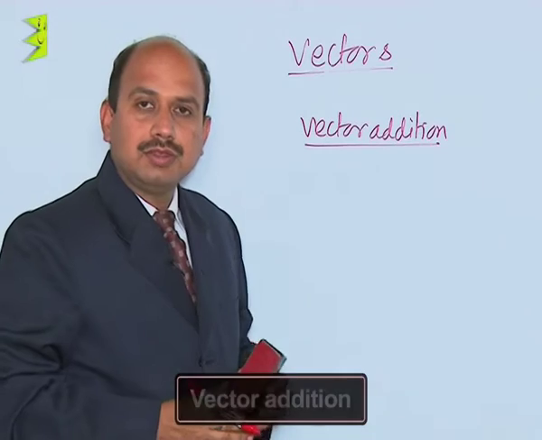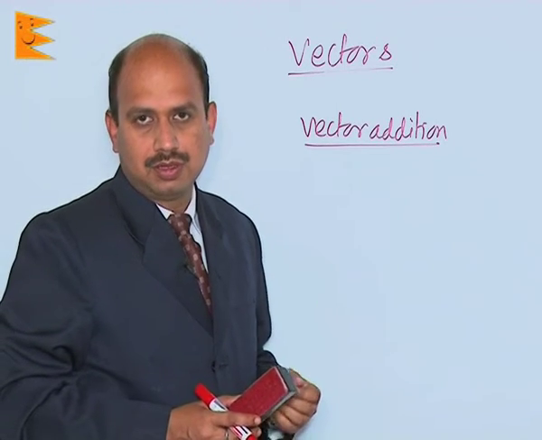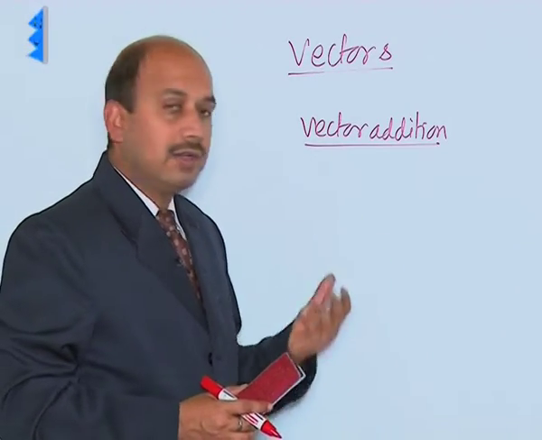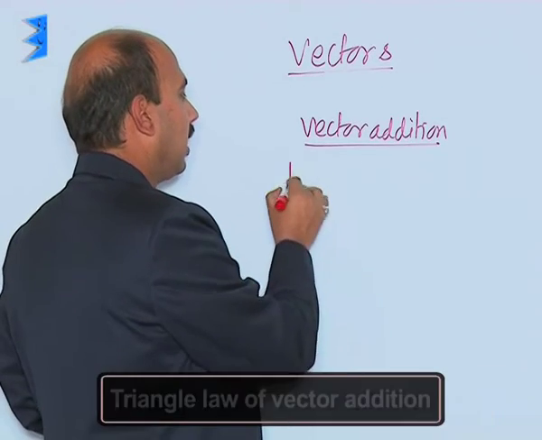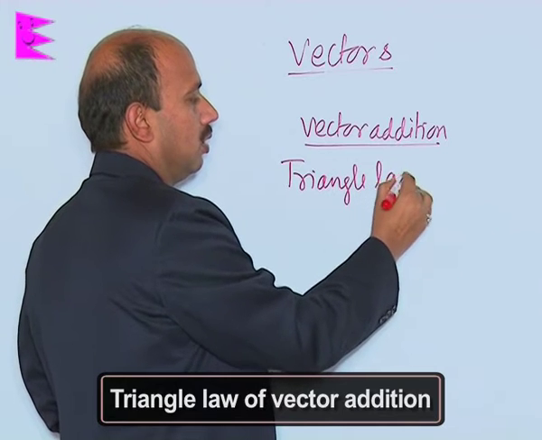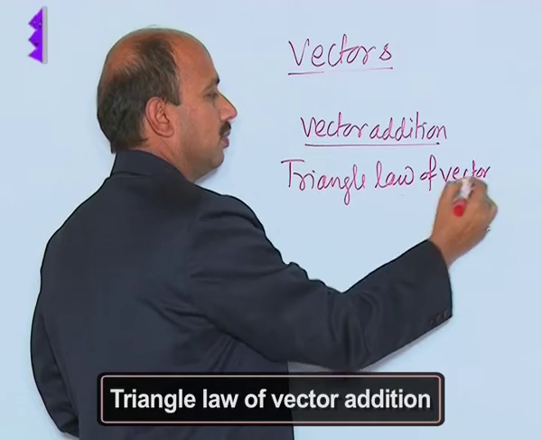See here, vector addition can be done in two ways, geometrically or graphically. So there are laws to add two vector quantities or more vector quantities. First, I will take the triangle law of vector addition.